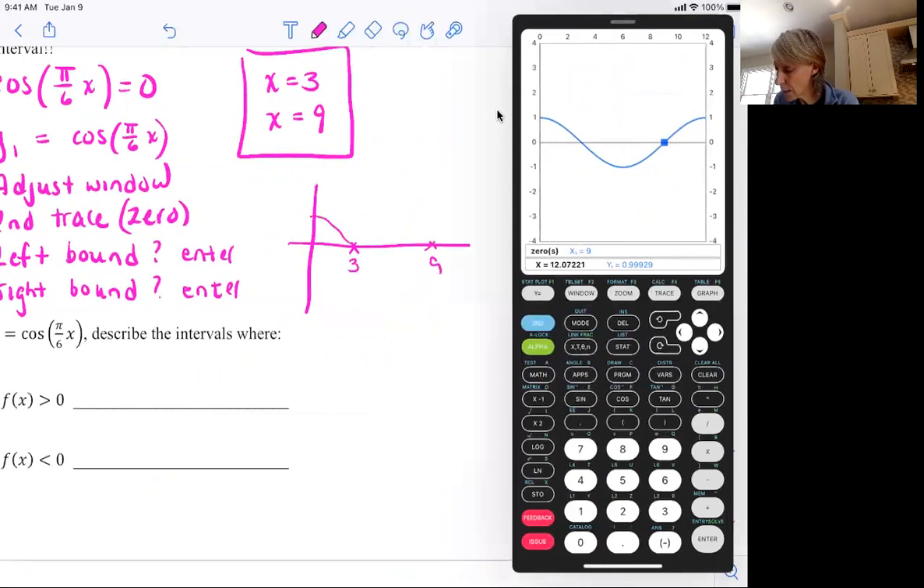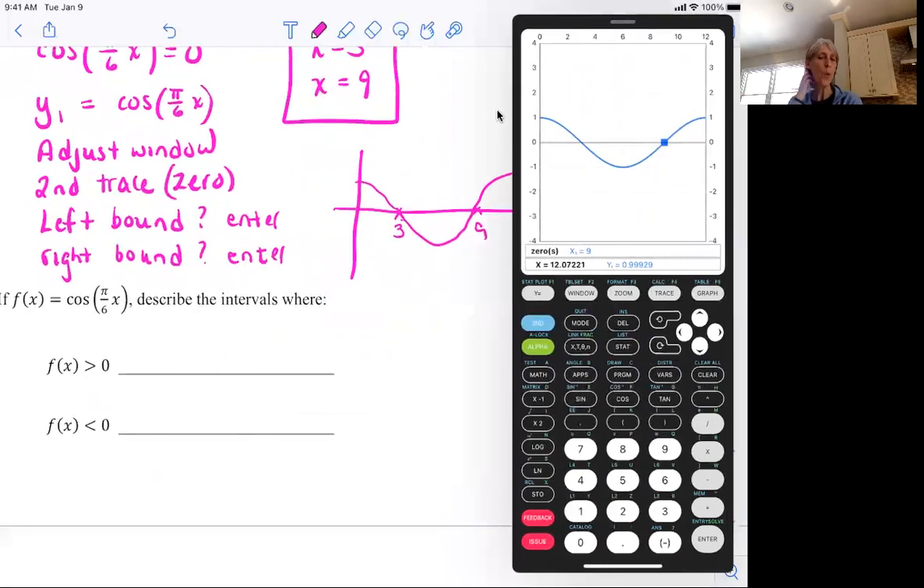Our graph kind of looks like this. Now, there's going to be a lot of times in calculus where you're dealing with problems where you have to describe the intervals where the function is greater than 0 or where the function is less than 0. So if we wanted to describe these intervals, we could say the graph is above the x-axis from 0 to 3 and 3 to 12. And it's below the x-axis, or less than 0, from 3 to 9.